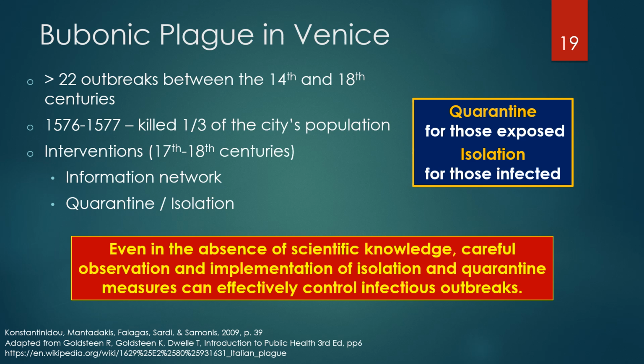In contrast to Venice, where the infection was controlled, the neighboring coast of mainland Greece, which was under Ottoman rule, experienced marked infections and deaths during the same period. So even in the absence of scientific knowledge, careful observation and implementation of isolation and quarantine measures can effectively control infectious outbreaks.